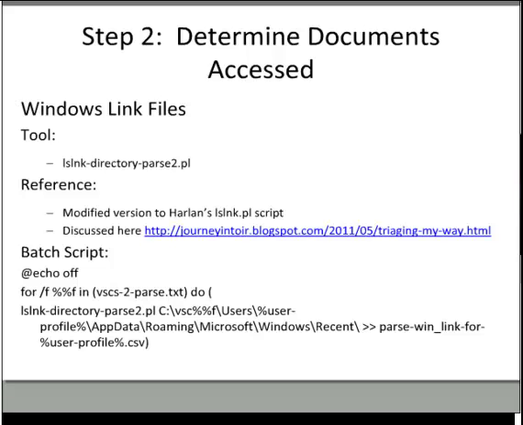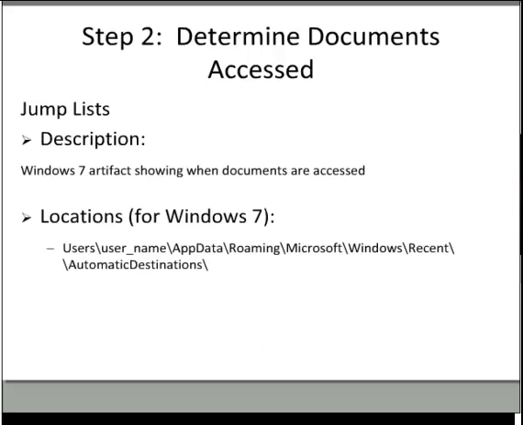To parse the link files, I'm going to be using a modified version of Harlan's script. If you want to know more about the script and why I changed it, I posted a link to my blog where I use it. I modified the script for a different reason, and then I realized you can leverage it to examine volume shadow copies. The way the script works is you just run it and point it at a folder that contains link files. At the bottom is the code for the batch script if you want to create the batch file with it.